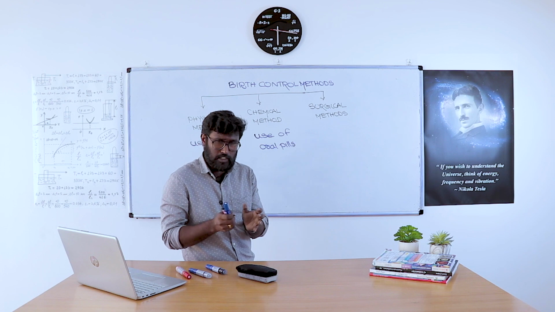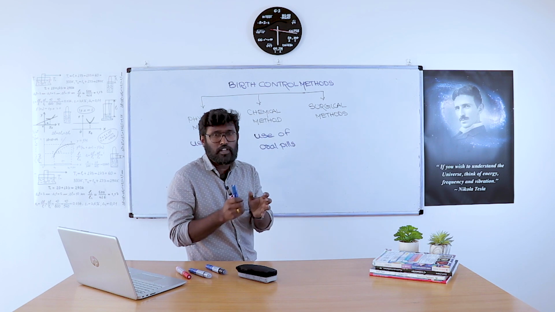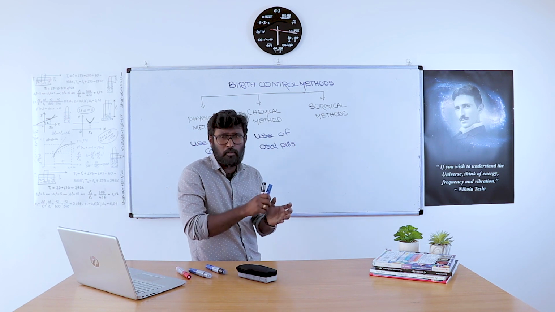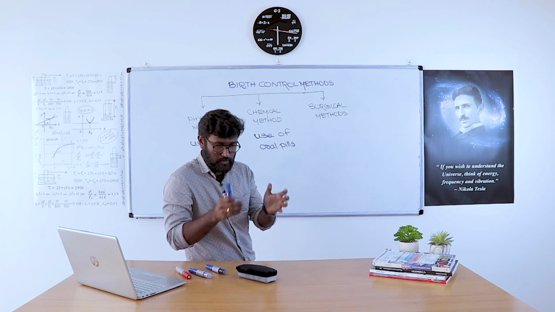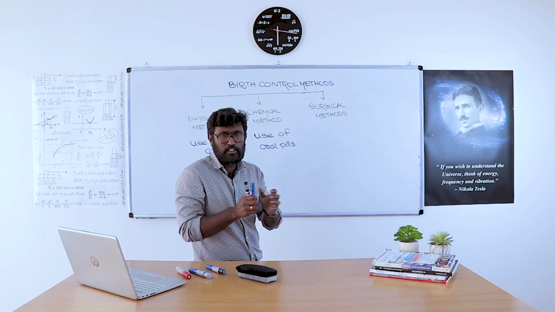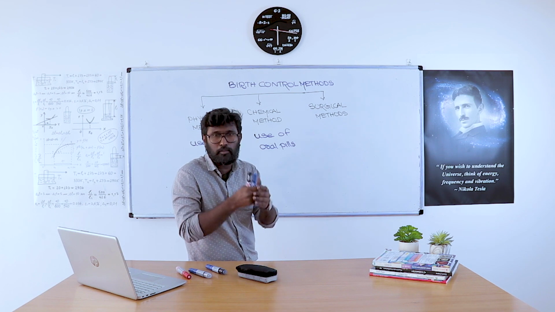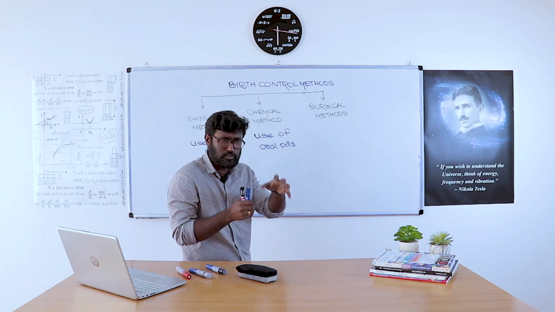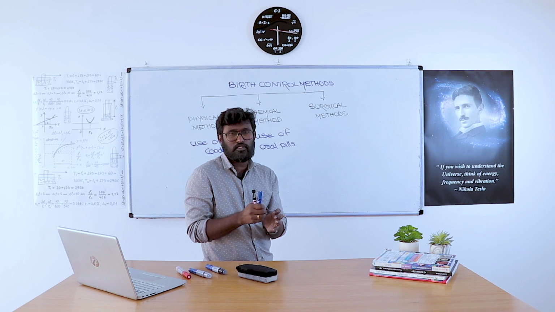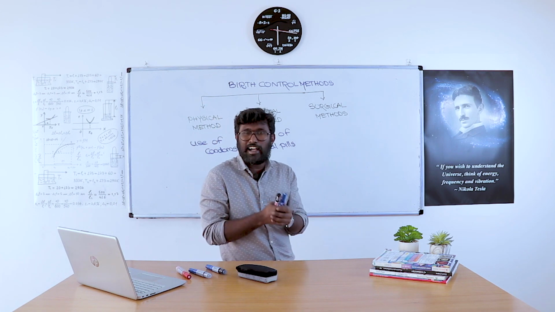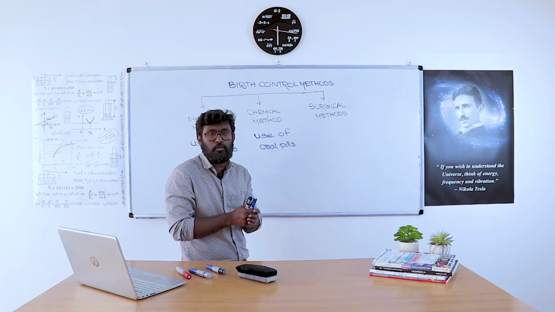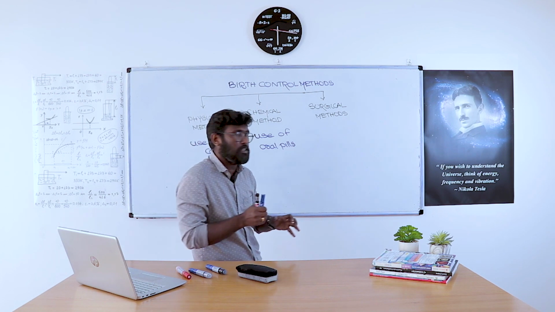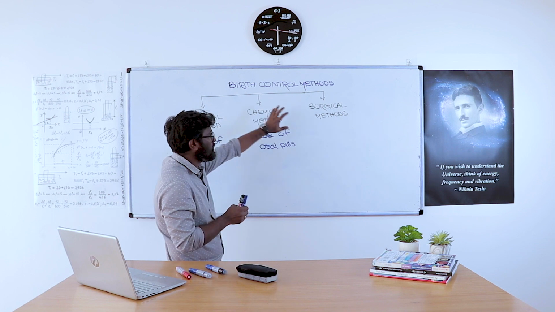What is the physical method? Whatever happens, we have to stop the combination of sperm and egg. If sperm combines with the egg, then there will be fertilization, so there will be a chance of fertilization. So we have to stop the fertilization process, that means the combination of egg and sperm. To resist the combination of egg and sperm, three methods are applicable: physical method, chemical method, and surgical method.